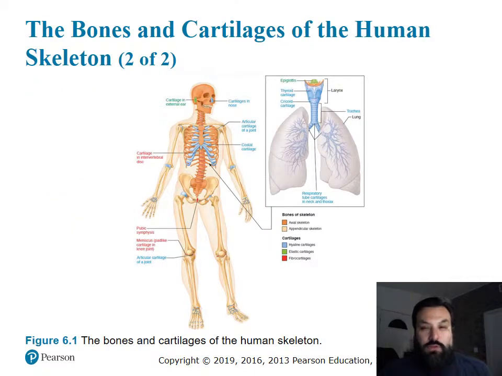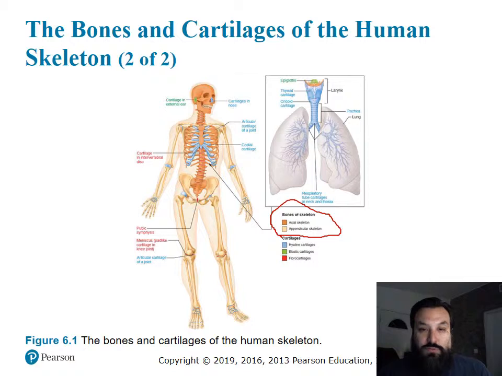Okay. Again, we look at this figure again because not only does it show the cartilages, it actually shows you, and I'm going to circle this, the bones of the skeleton. What falls under axial and what falls under appendicular.